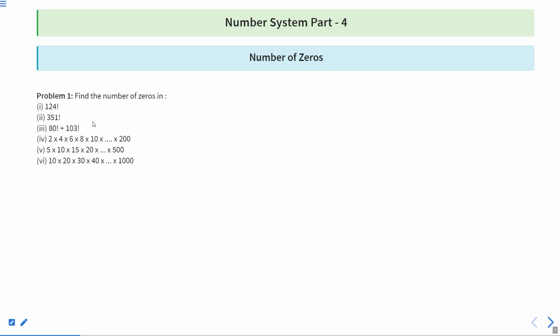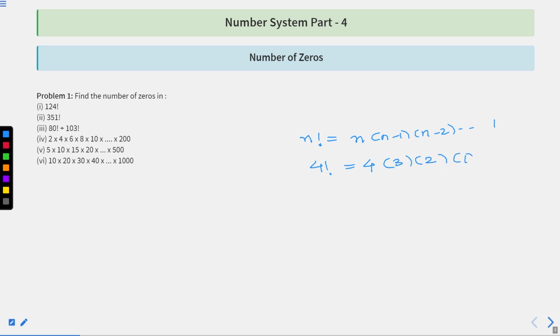Here we have 124 factorial. If you go by the regular method of calculating the factorial, it's going to be a very long problem for you. Let me quickly tell you what a factorial is. n factorial is equal to n times n minus 1, times n minus 2, and so on, down to 1. So 4 factorial will be 4 times 3 times 2 times 1. That is 12 times 2, which is 24. This is how we calculate the factorial of a given number.